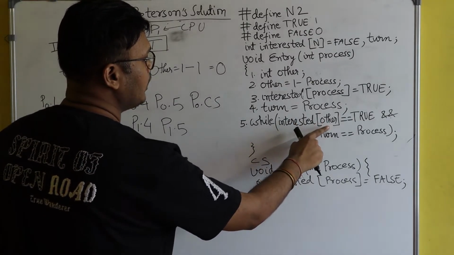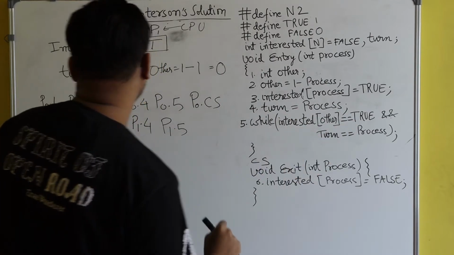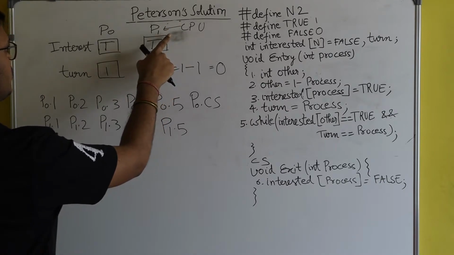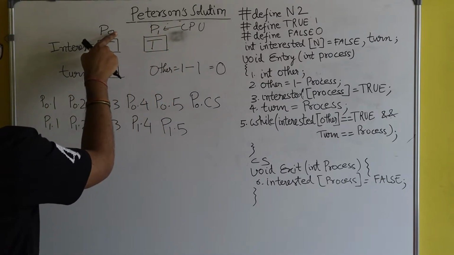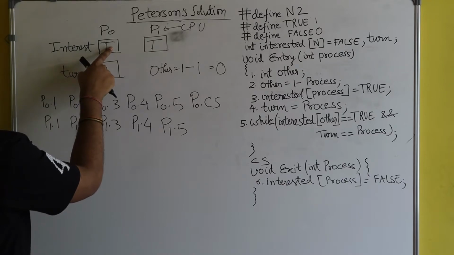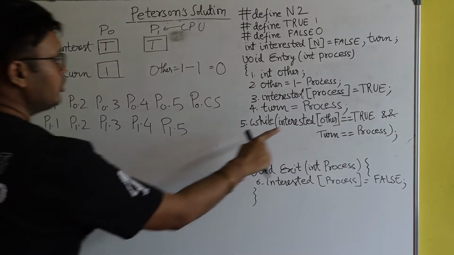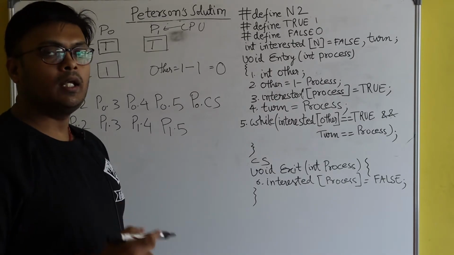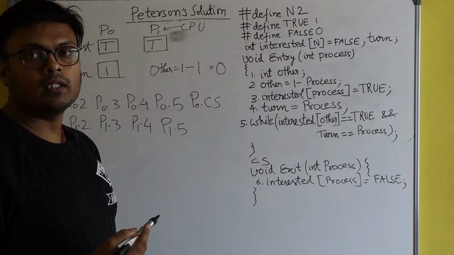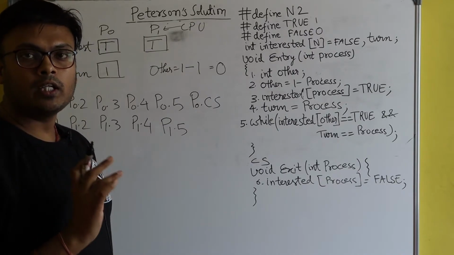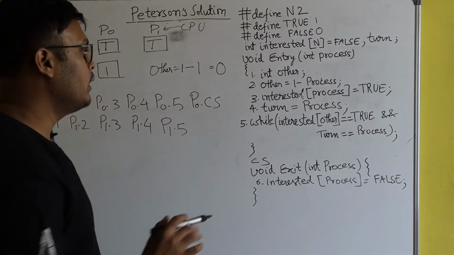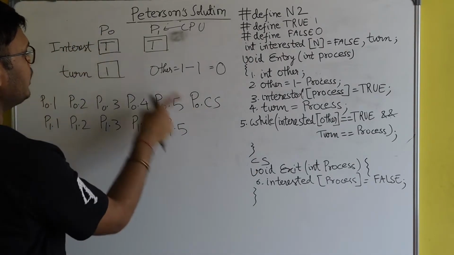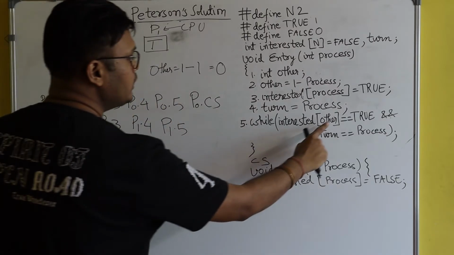So let's check the condition inside the while loop. While interested other is equal to true. So whether other is interested. Since CPU is with P1, other is process P0. So whether P0 is interested, yes, interest of other is true. So true is equal to true. This condition is true. And I have told you that if one process is already inside the critical section, then the interest of that process will be true. P0 is already inside the critical section. So interest of P0 is already true.